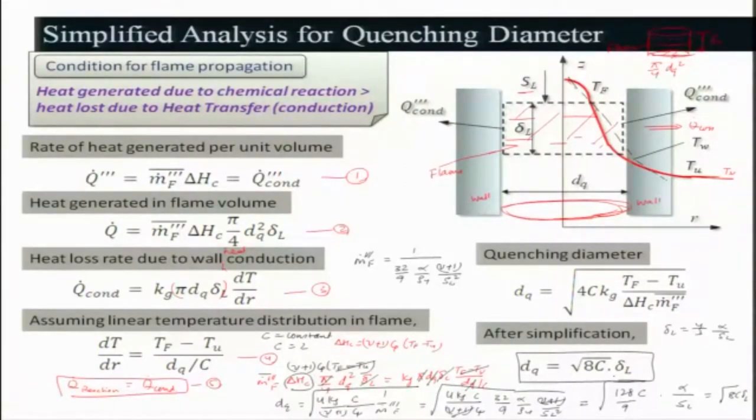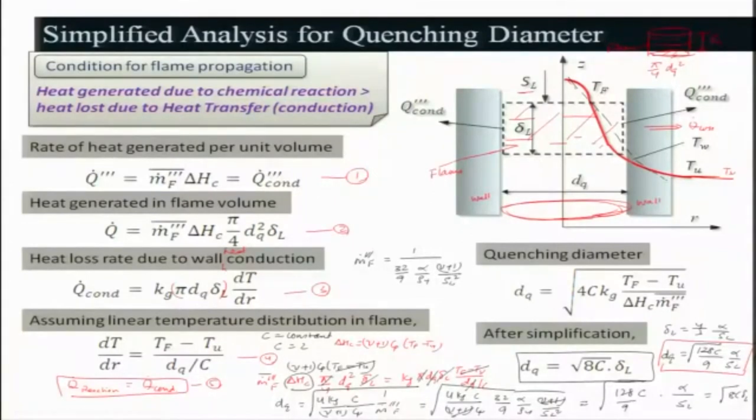That means the quenching distance or quenching diameter in this case is proportional to the flame thickness. And the other thing you can see, there is another formula we have just seen, that is d q is equal to root over 128 C by 9 alpha by S L. That means the quenching diameter is inversely proportional to the laminar burning velocity. That means if the burning velocity is higher, what will happen to the quenching diameter? Quenching diameter will be small, right.